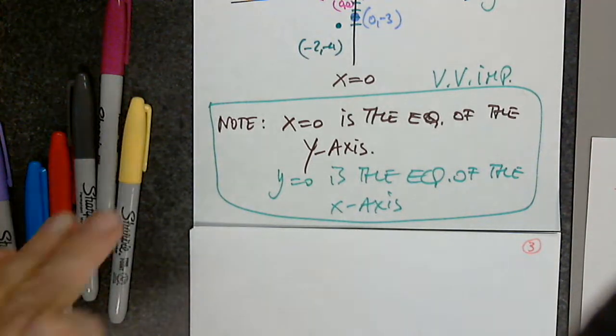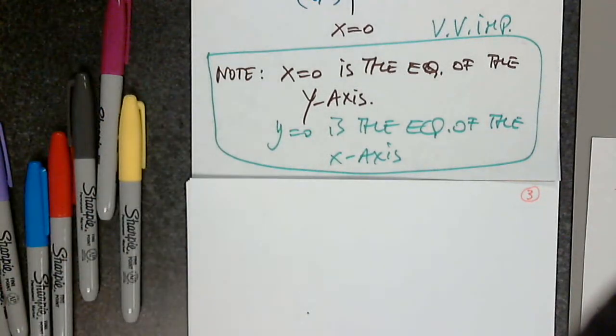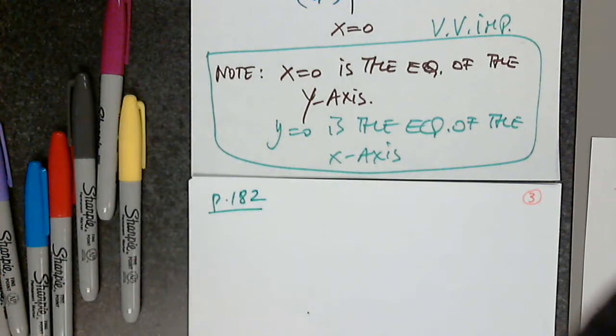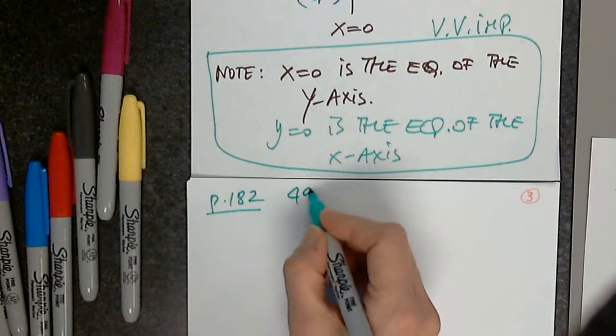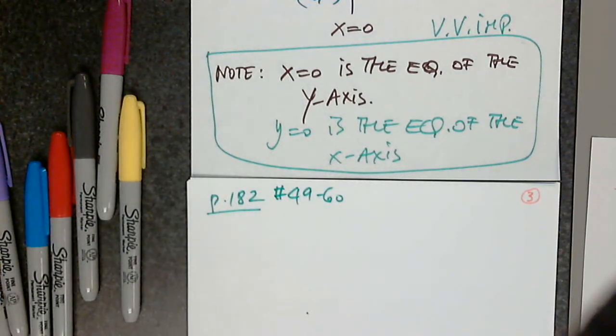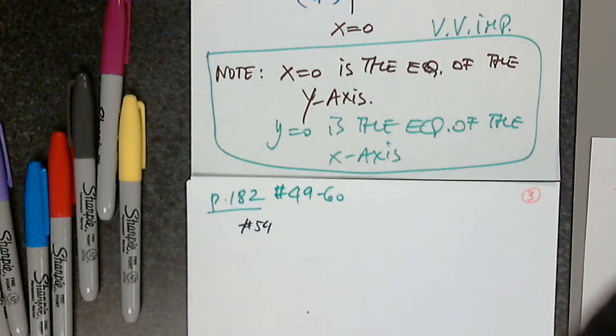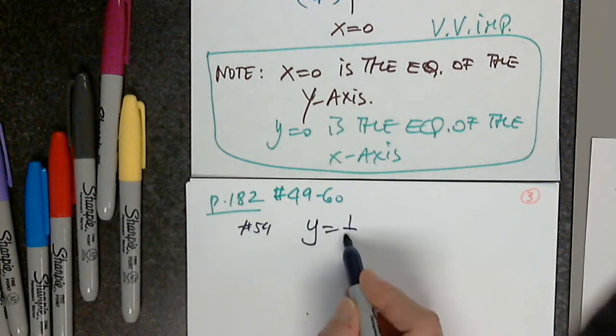Let's suppose now I'm given an equation. Let's say I'm on page 182, and I would like you to pick any problem from 49 to 60, if you have your book. If not, I will pick. Okay, 54. We're not on a marathon, we're on a sprint here in this class. So y equals 1/3 x.